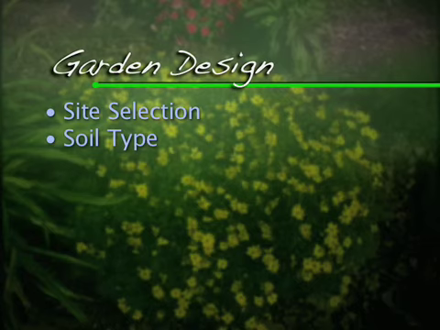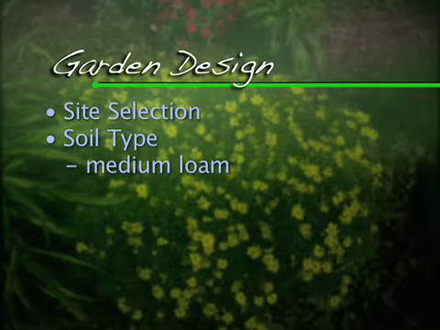So once you decide on the location, it's important to evaluate the soil. Before you plant, you're going to have to know what kind of soil you have there so you can help determine the type of plants. The ideal soil for a perennial bed would be a medium loam. It would be a fine, crumbly texture, and if it isn't the kind of soil that you have currently, it can be improved.